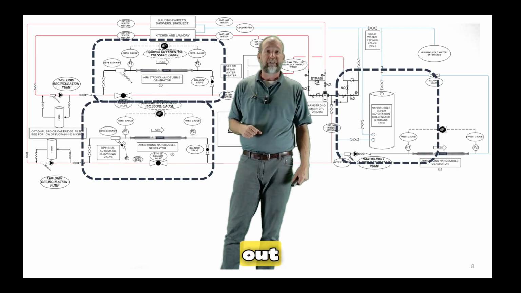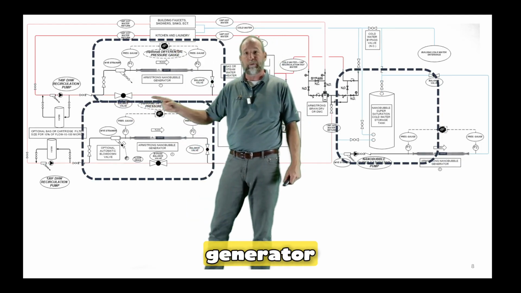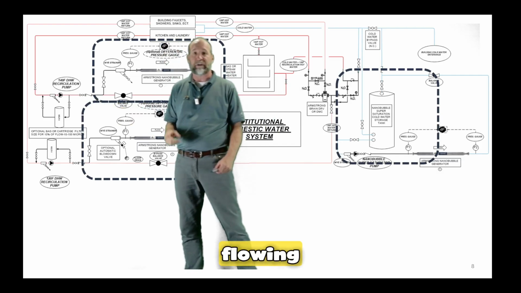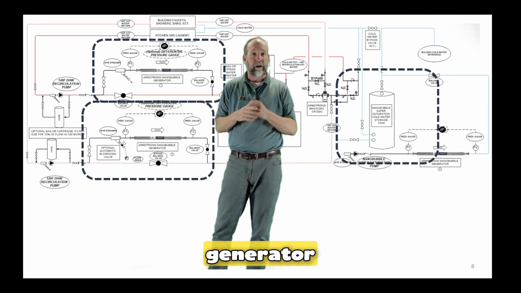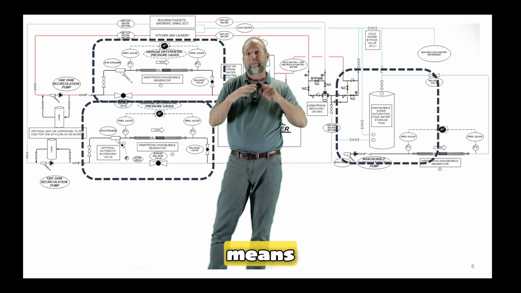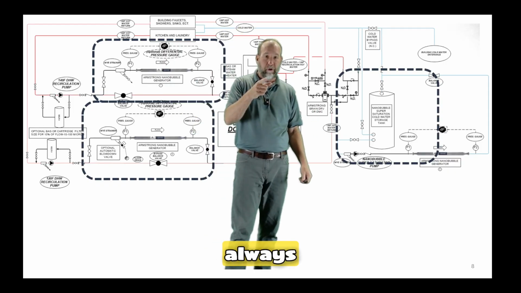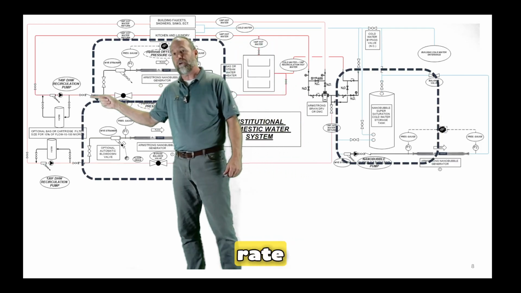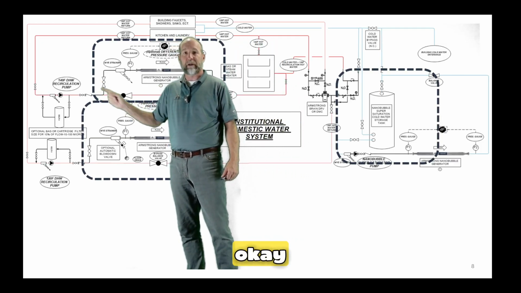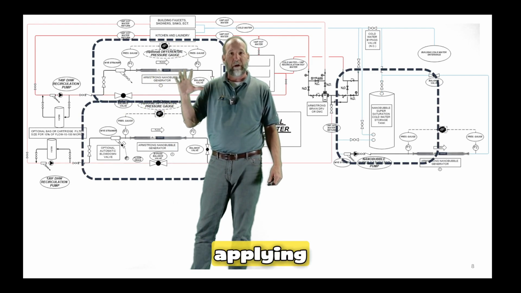I want to keep you guys out of trouble, okay? If that pump is not flowing and you add a nanobubble generator without checking to see if that pump is flowing, you will not make any nanobubbles, because no water through the nanobubble generator, no flow means no nanobubbles, means no scale removal, means an unhappy customer. So pro tip, we always want you guys to be checking the flow rate of these pumps, okay?